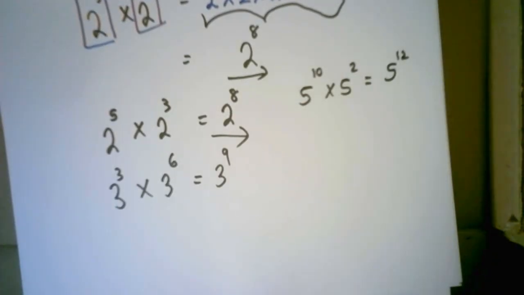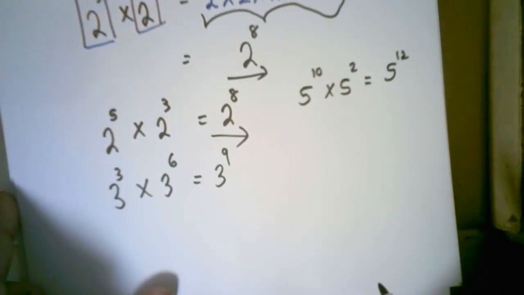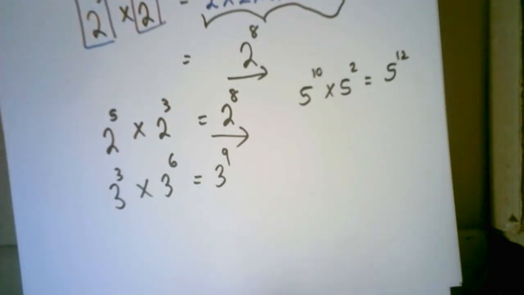Now I'll ask you, what do you observe from this investigation? Because that is how you discover maths. Maths is about discovery learning. What I can discover is that when I multiply and the bases are the same, I simply add the exponents. So I retain the common base, right? And I just add the exponents together.